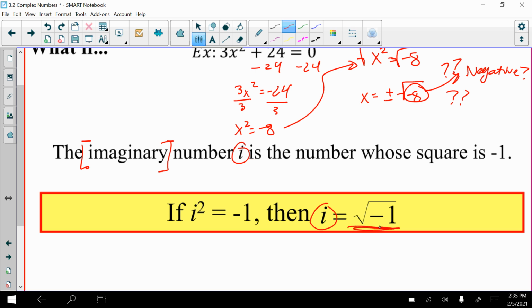That's what that means. And if you think about it, the square root of negative 1, the way we think about numbers, can't exist, right? It's either got to be 1 times 1 or negative 1 times negative 1. It can't be both, all right? So i is the imaginary number, the square root of negative 1.